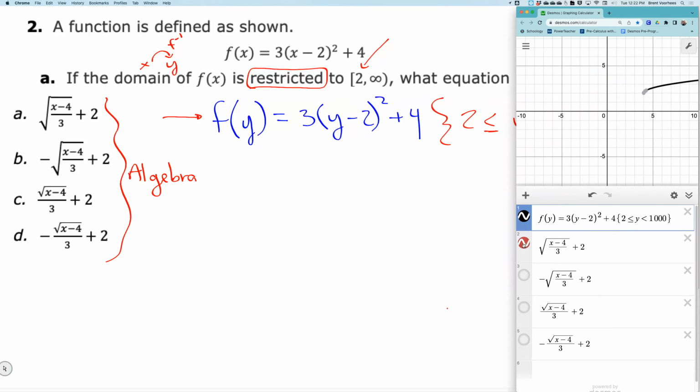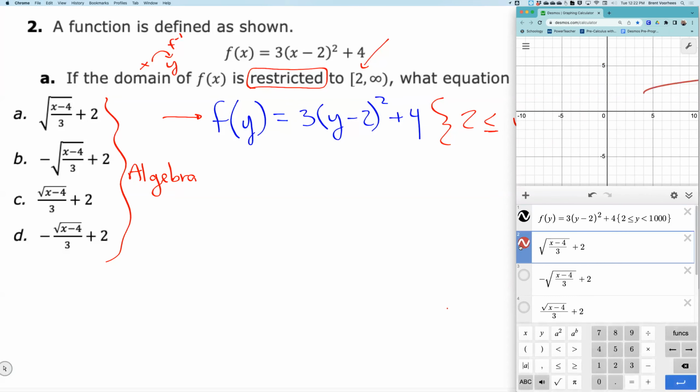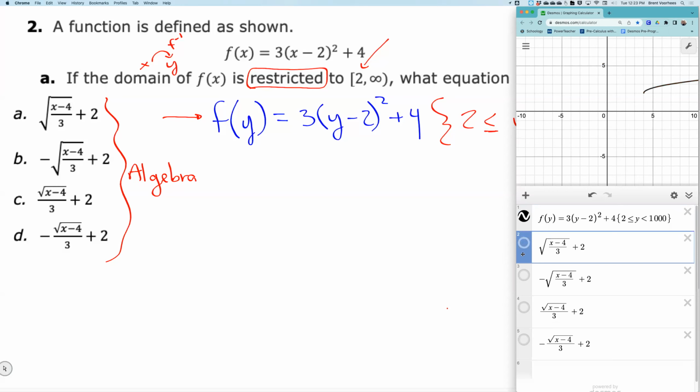What do y'all think about A? Does A look good or bad? A looks pretty good. What about B? No, that would be the opposite side. That's not what we want. What about C? No, it doesn't overlap. What about D? No, that's not it. So the correct answer was A. It perfectly overlaps.